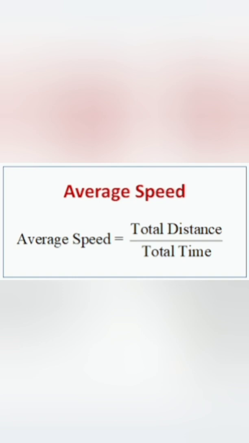In cases when bodies move with non-uniform speed, we specify their average speed. The average speed is calculated by finding the ratio of the total distance travelled by the body to the total time taken in the journey. That is, average speed is equal to total distance divided by total time.